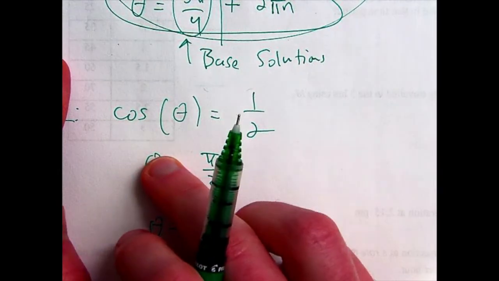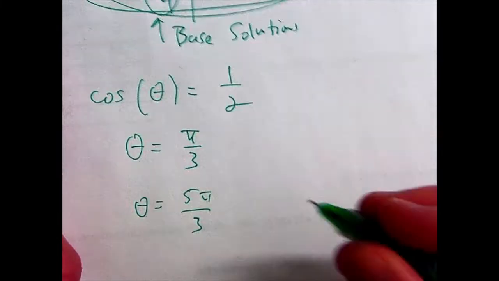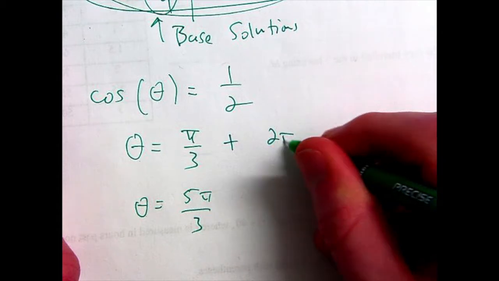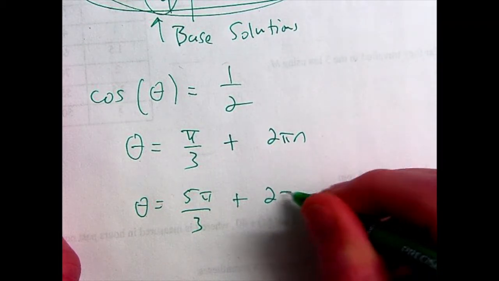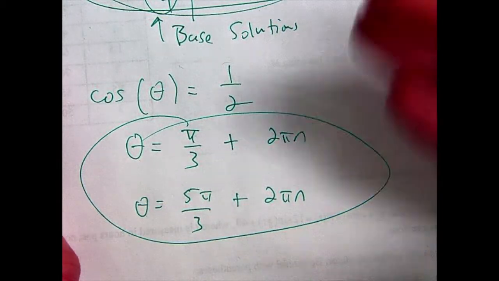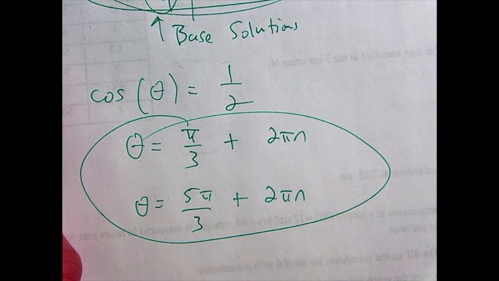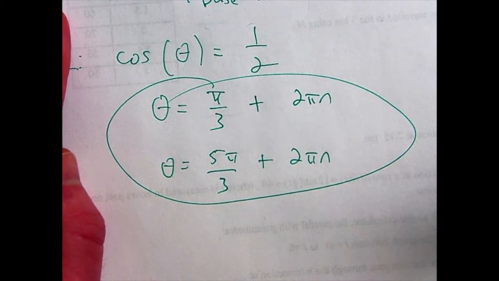But then to get the total solution set, right? There's an infinite number of solutions in reality. To get the total solution set, what I have to do is add 2 pi n to each of these two base solutions. And then these two formulas represent or encapsulate all infinitely many of the solutions to this equation, right?